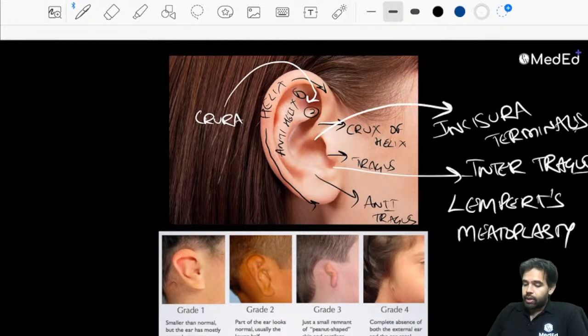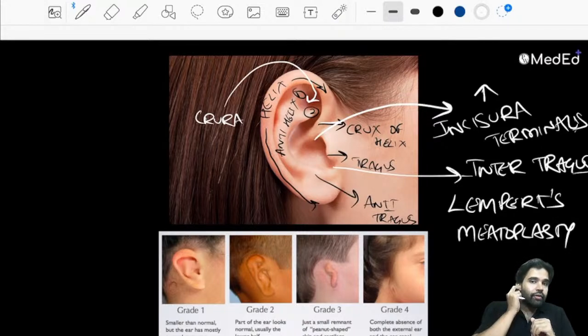This below is the intertragal area, so don't get confused between these two. Incisura terminalis is above. This is the space between the crux of the helix and the tragus. That's why I said this is an important part. This is where the incision for Lempert's meatoplasty is made. This part below is called the intertragal junction. Here you can feel that there is cartilage, but in between the incisura and the tragus, you will feel like your finger is going in and there is no cartilage over there.